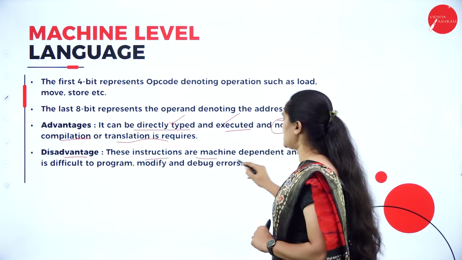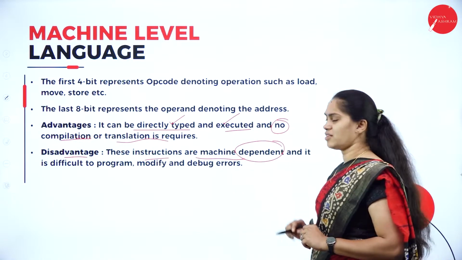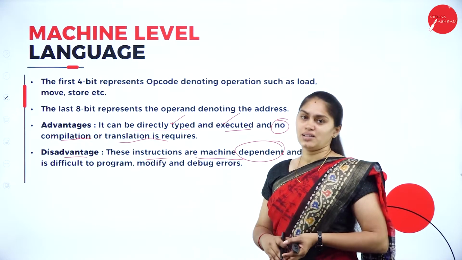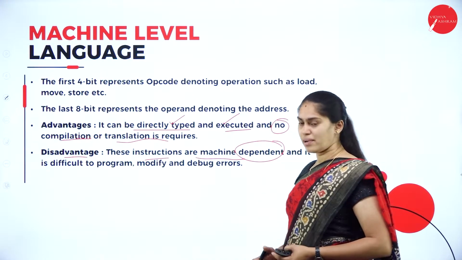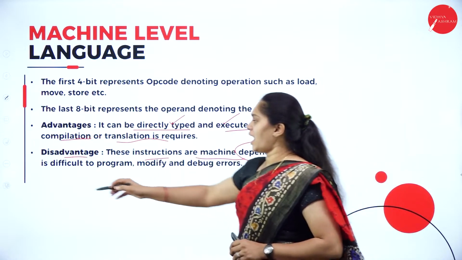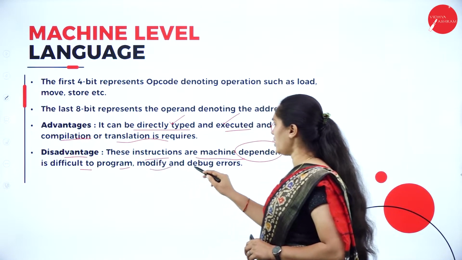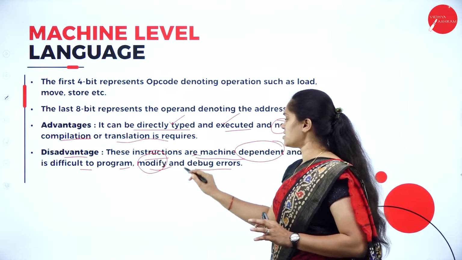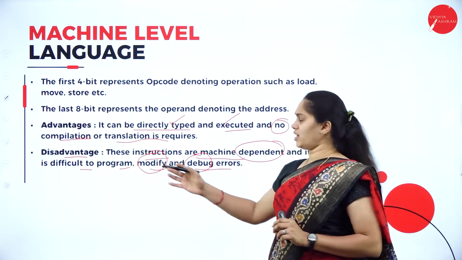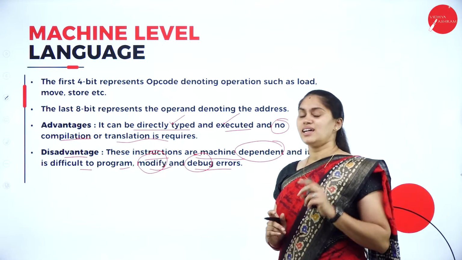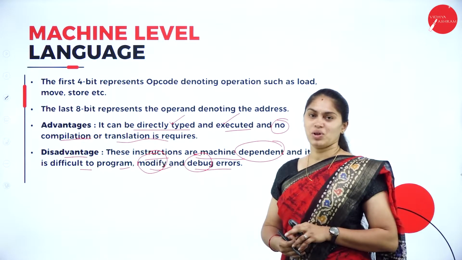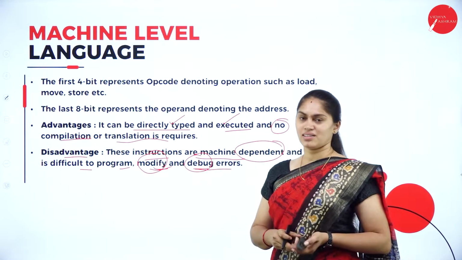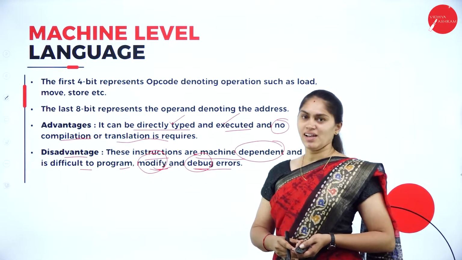That's why these instructions are machine dependent. If I write code for a particular machine, it can't be implemented on another machine. That's why it is only machine dependent. It can't be independent, and it is difficult to program, modify and debug errors. If everything is only zeros and ones, sometimes we may panic looking at those zeros and ones. But that is the favorite thing of the computer. That's why this is difficult to modify and debug. That's all regarding machine level language.